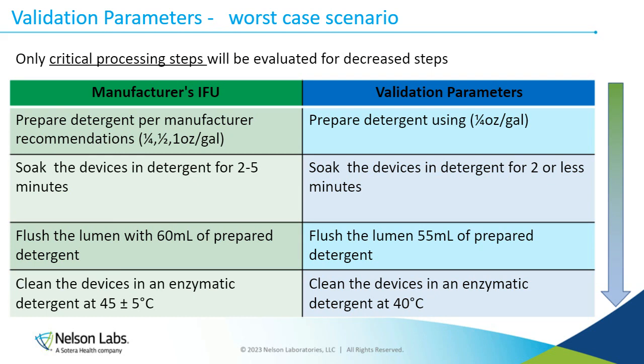I look at validation parameters. Here you can see the manufacturer's IFU, and then you see validation parameters. We will always take it to the worst case, okay? So soiling will be worst case where we're challenging the soiling, but cleaning will also be taken to a worst case where we're challenging the cleaning by using less dosage, less time, and if volumes or temperature apply, everything will be less than what your IFU has specified. Now, not everything will be worst case. You have to determine the critical steps that need to be decreased for the validation.